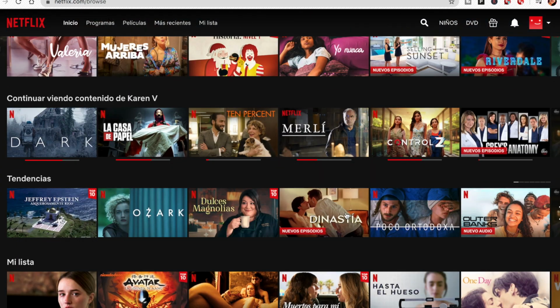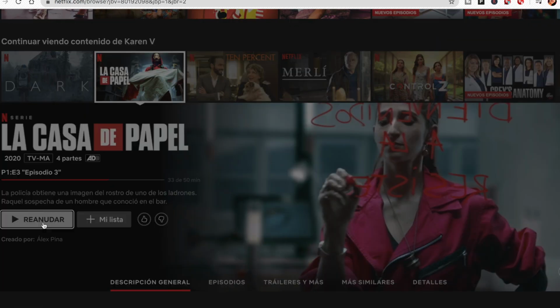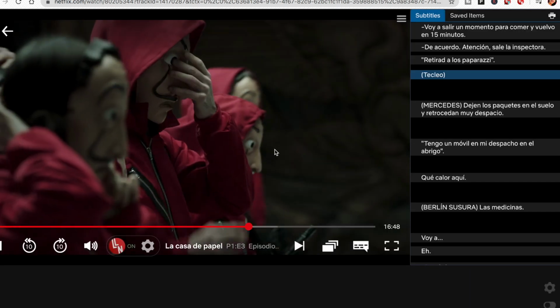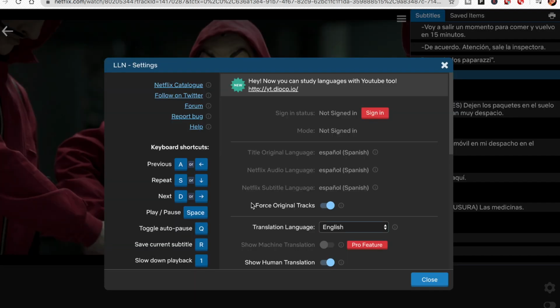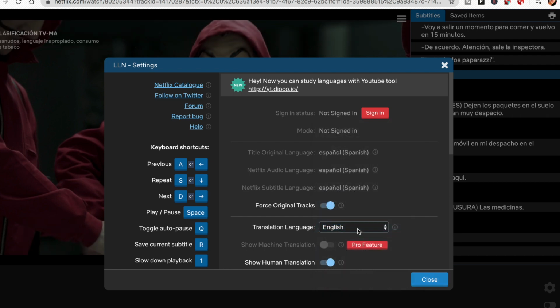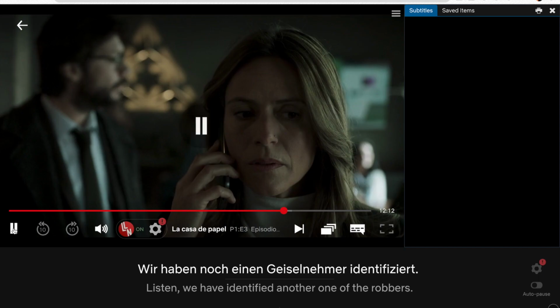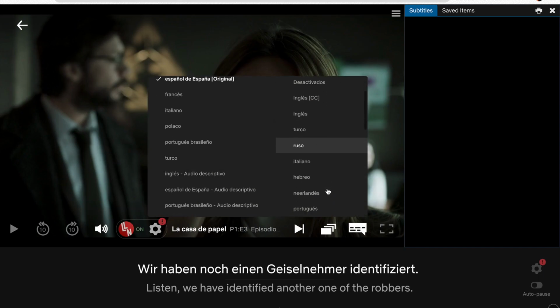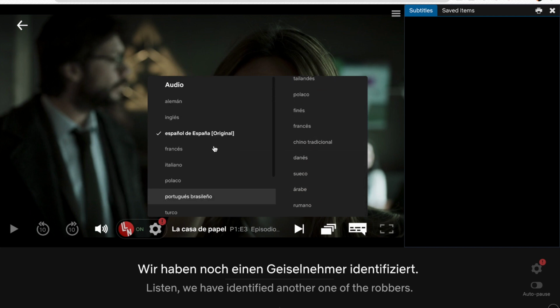I'm going to choose La Casa de Papel or Money Heist, and then it's going to ask you what language is your native language because it's going to translate to that. And you can obviously change it to other languages on the translation language option. So one of the coolest things about this app is that it actually gives you a wider variety of audio and subtitles that you would otherwise have.